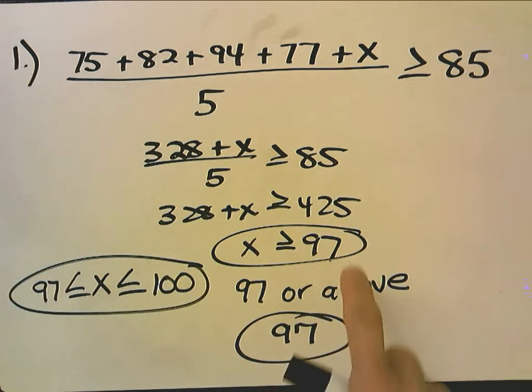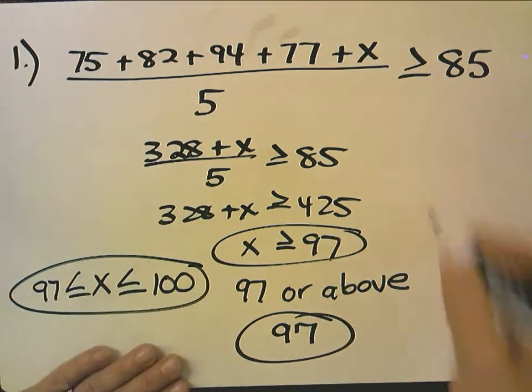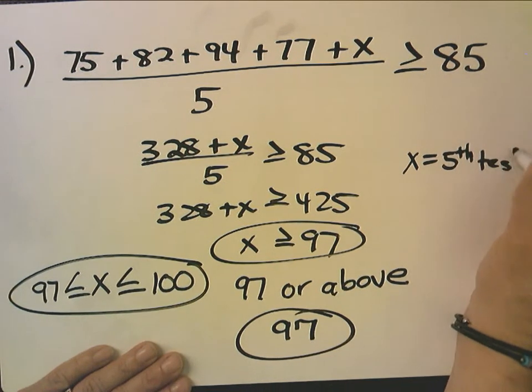Now, again, this and this give you full credit. 97 does not include everything higher, so that's not full credit. This is the best answer, but I don't always expect you to give me that. And I would say x equals the 5th test.